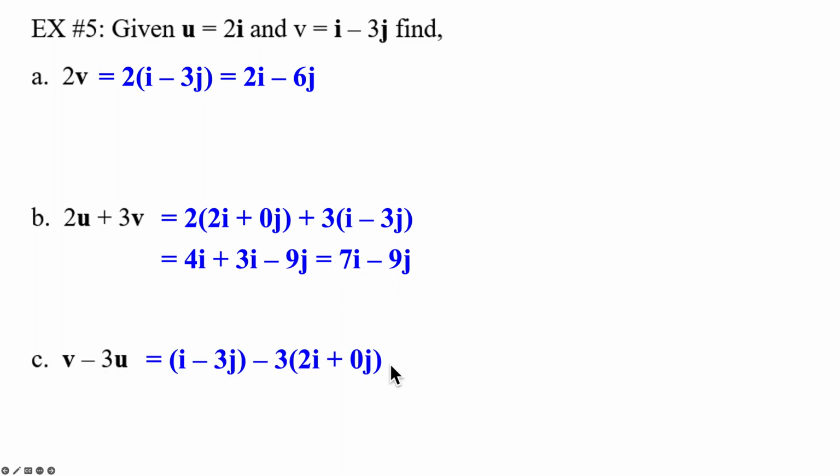v minus 3u, again, 0j is optional, not needed. Distribute the negative 3 to get a minus 6i, no change to vector v. Combine your i's, 1i minus 6i, negative 5i, minus 3j.